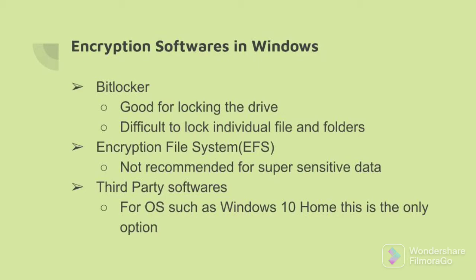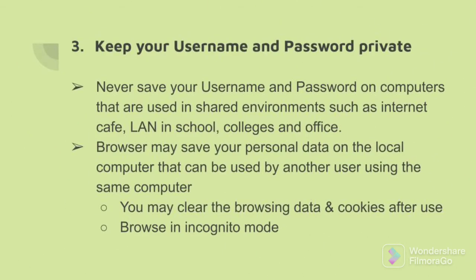Next are the third-party software for operating systems such as Windows 10 Home Edition, where BitLocker and Encrypting File System are not available. In such operating systems, you have to use third-party software. Download from a trusted third-party source and install it inside your computer to secure your files and folders. Always keep your username and password private, and never save your username and password on computers that are used in a shared environment, such as in an internet cafe or in the LAN inside schools, colleges or the office.